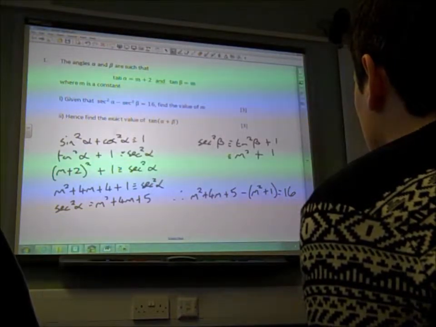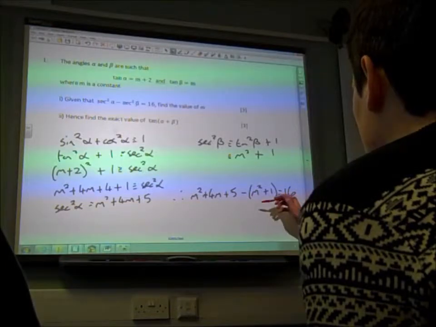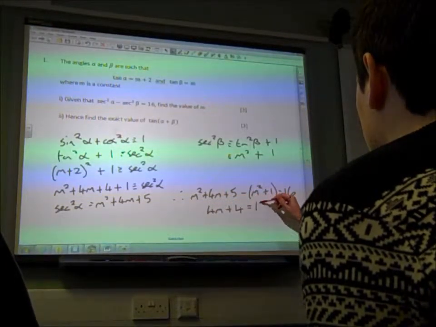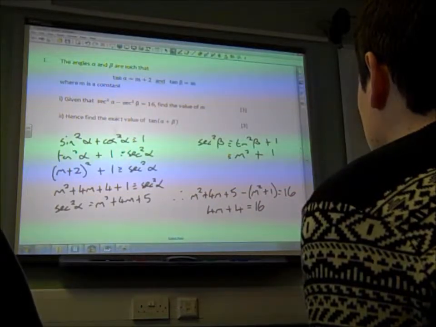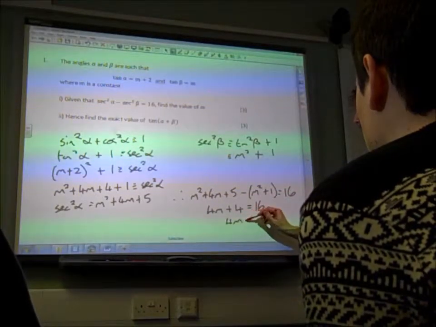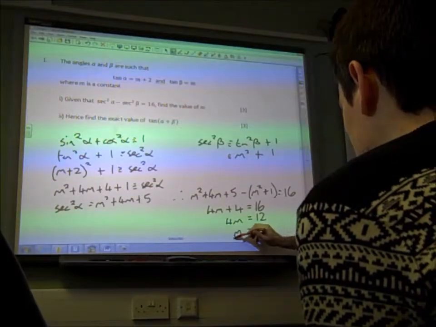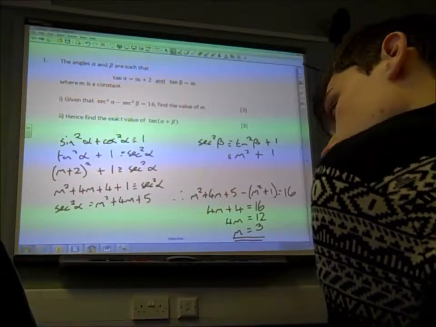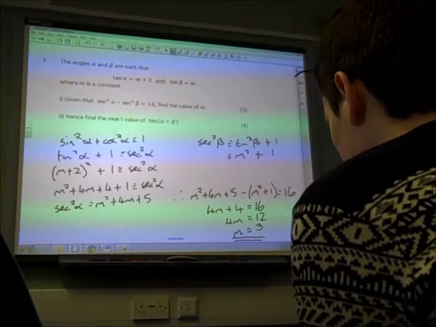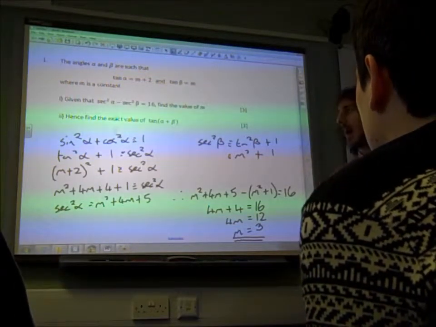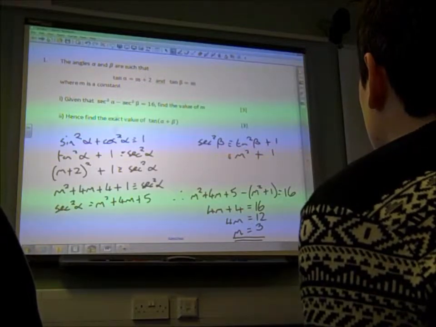We're not even heading to a quadratic, are we? We're heading to 4m plus 4 equals 16, which would suggest that 4m is 12. M equals 3. There we go. And we've got our first 3 marks of the day. Very exciting. Hence, find the exact value of tan alpha plus beta.